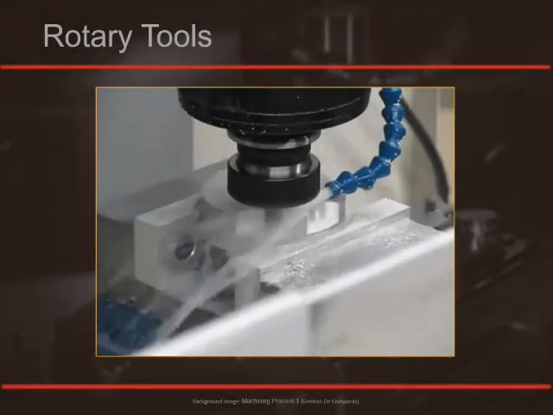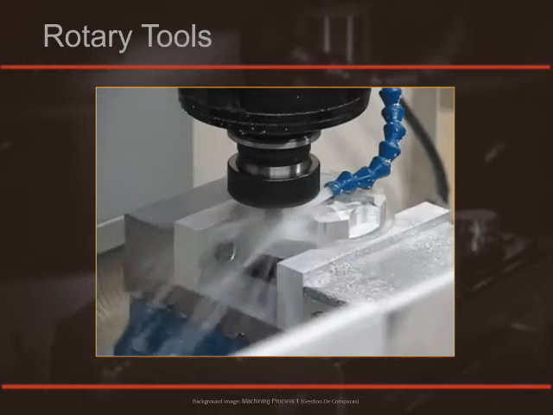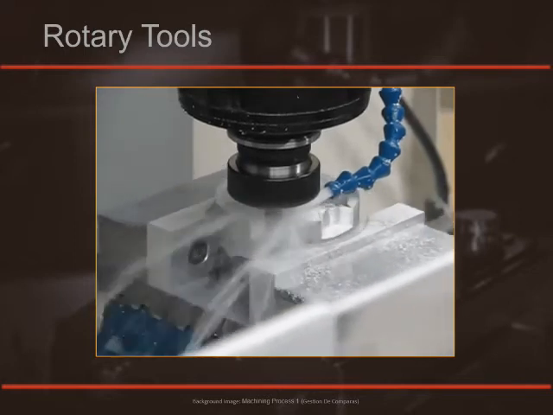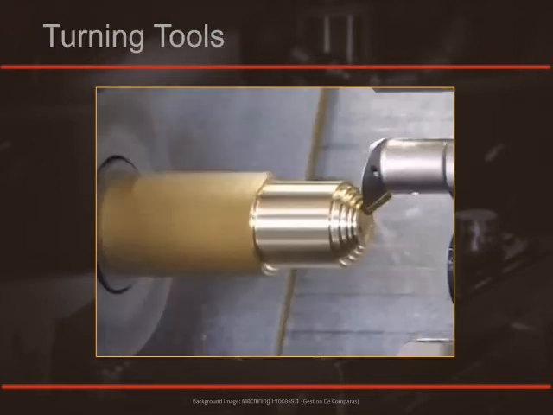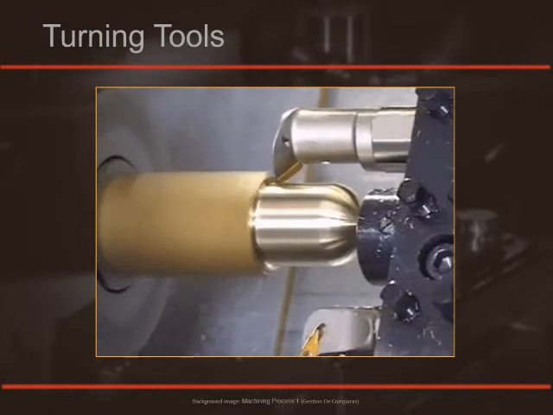In this lecture, we're going to be covering two types of basic machine tools that fall into two different categories. The first category is rotary tools. The second category is turning tools.